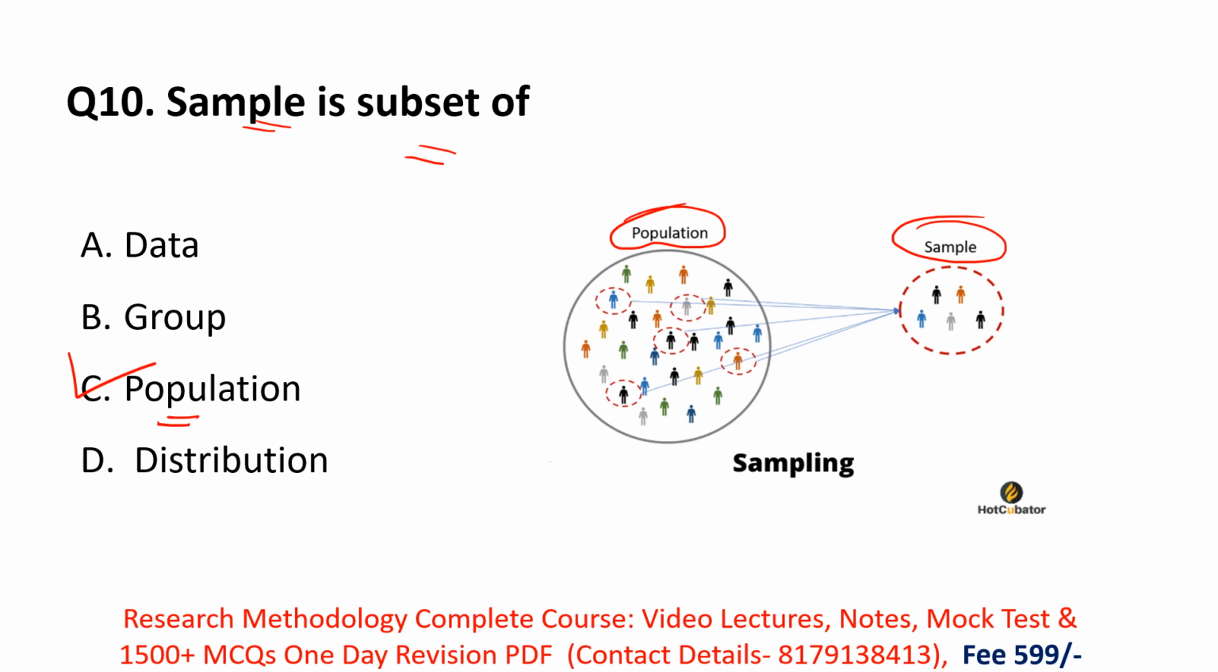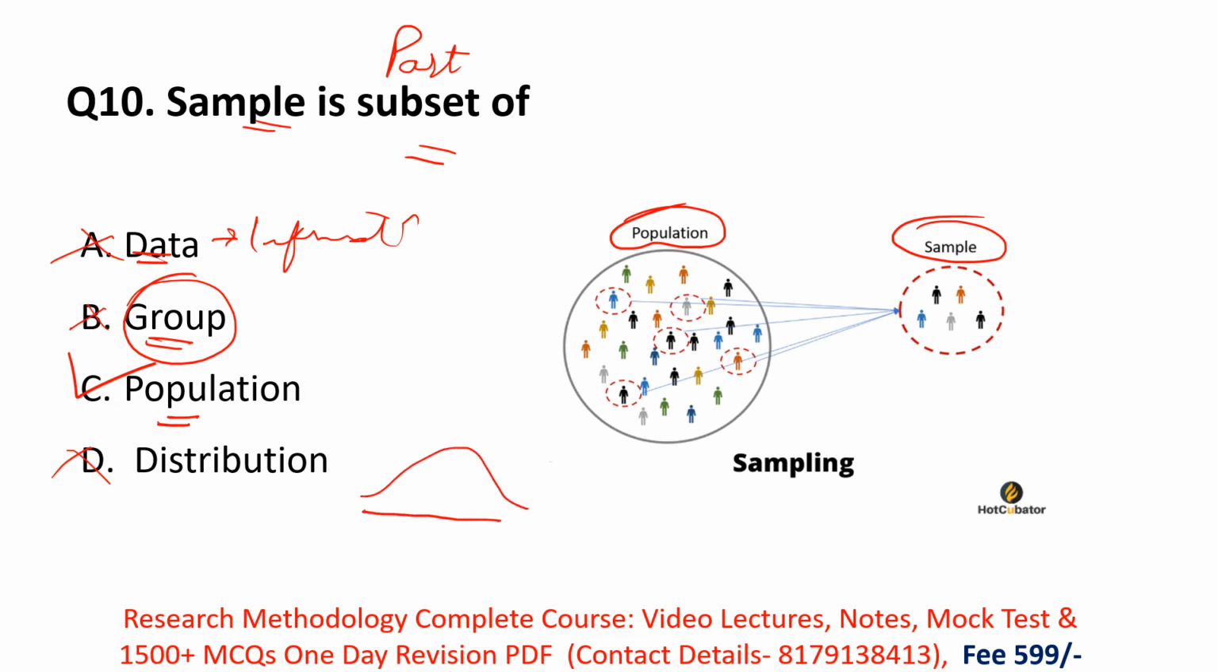So sample is a subset. Subset means part, because you are selecting persons from this population who later become your samples. Remember, sample is a part, or subset, of your population, not of data. Data means information. Sample is not a subset of a group, data or a distribution. Distribution means the information you get from samples, distributed in the form of a graph for further studies. So sample is a part of population, not of data, group or distribution. The correct answer for this question is option C, population.